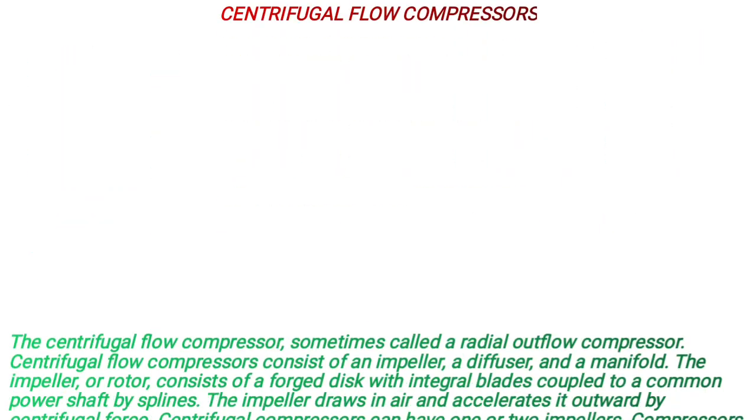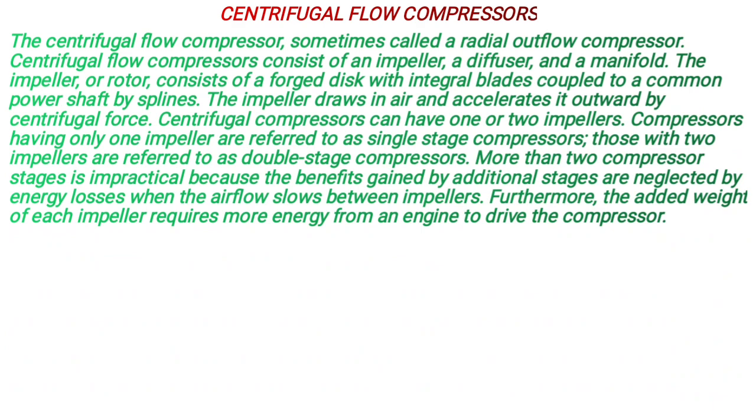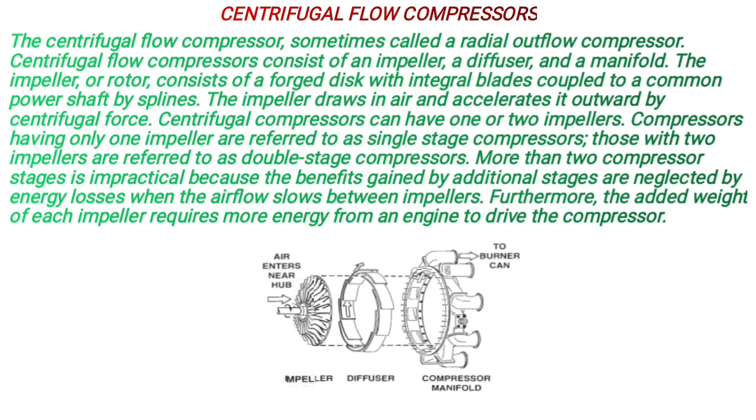Centrifugal flow compressor. The centrifugal flow compressor, sometimes called a radial outflow compressor, consists of an impeller, a diffuser, and a manifold. The impeller or rotor consists of a forged disc with internal blades coupled to a common power shaft by splines. The impeller draws in air and accelerates it outward by centrifugal force. Now have a look at the figure. Here is the impeller, diffuser and compressor manifold.